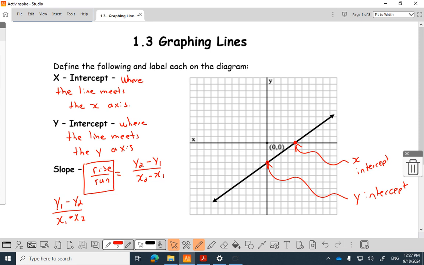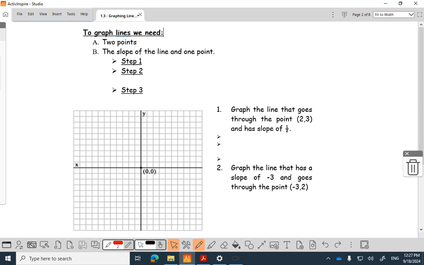All right. Do you need more time there? To graph the lines. 2 points. Hey, if they give you 2 points, life is easy. Here's what you do. Graph the 2 points. Then draw the line with a ruler.